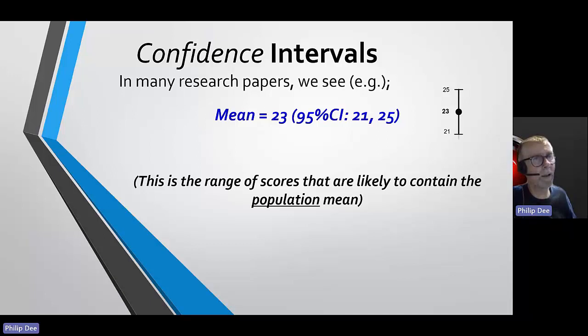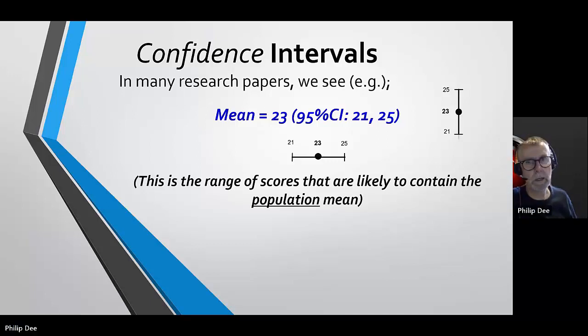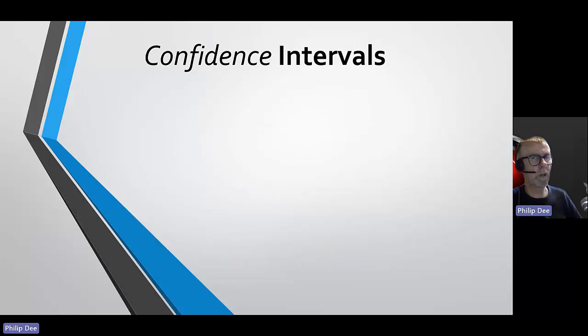Now, if I just put that particular diagram horizontally, it'll allow us to do something quite useful, and that is to visualize a little bit more about what's going on. So for a single value, the confidence interval can be thought of as a measure of precision. The wider those bars are apart, the less precise; the narrower they are, the more precise. So where is it going to help us for statistical significance?